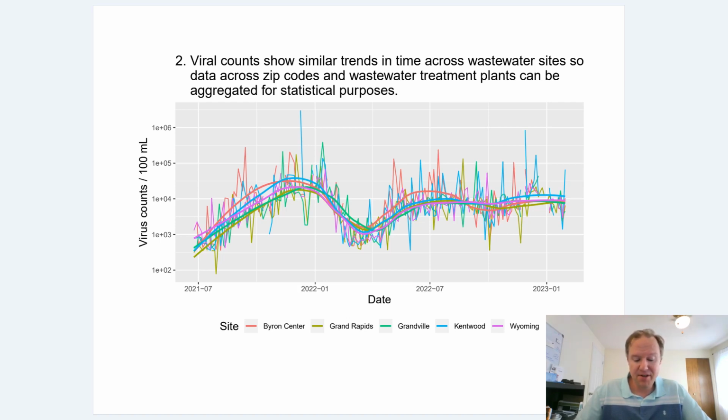This plot shows that the answer is yes, because the viral counts from different sites show similar trends in time. As you can see, the lowest, smoother lines, the thicker lines shown here, are close to each other. You may note that this plot shows 2 additional sites not identified on the previous zip code map. These sites are the intakes at Byron Center and Kentwood. Downstream, these 2 sewer lines both entered the Wyoming plant.